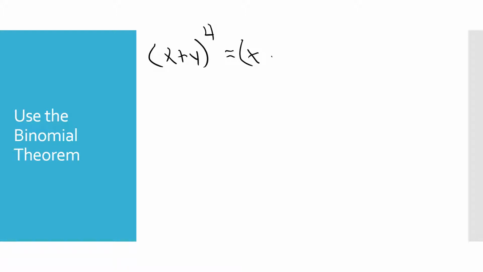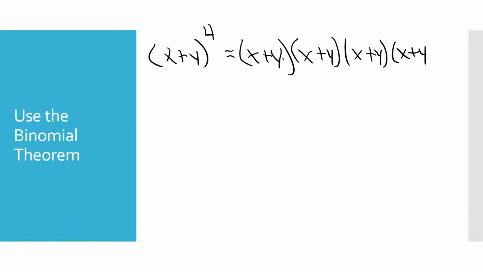We'd go x plus y times x plus y times x plus y times x plus y. And we could use FOIL. We could FOIL those two terms. And let's see. Well, let's just do that.